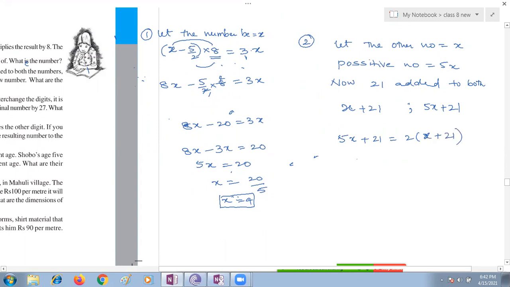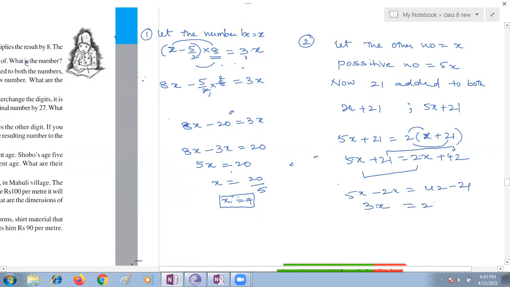x plus 21. So here you are supposed to multiply 2 with the bracket. If you multiply it with 2, whatever the numbers inside the bracket: 5x plus 21 is equal to 2x plus 42. Now you have to again transpose the x terms to one side and the numerical part to the other side. Then 5x minus 2x is equal to 42 minus 21. Very good. Next, 5x minus 2x is nothing but 3x, which is equal to 21. x is equal to 21 divided by 3, which is nothing but 7. So x is equal to 7.